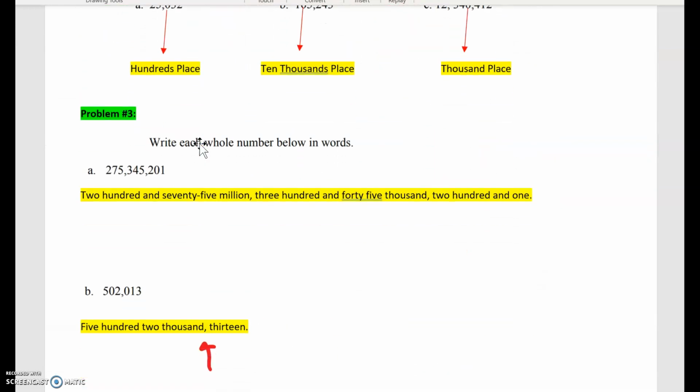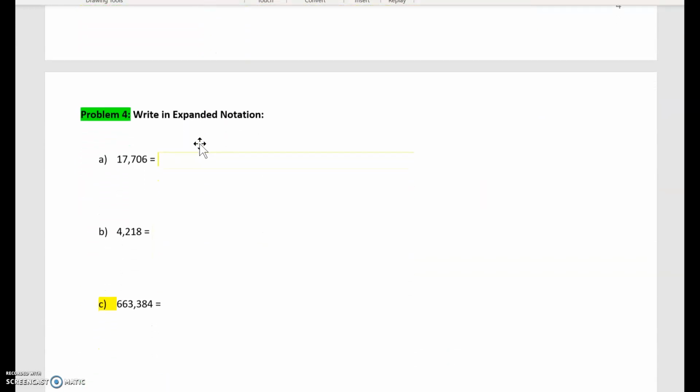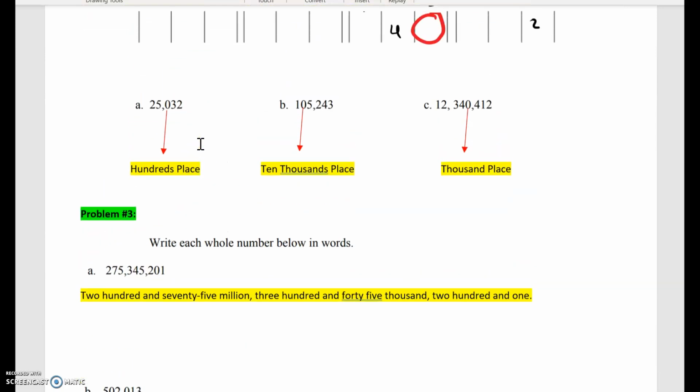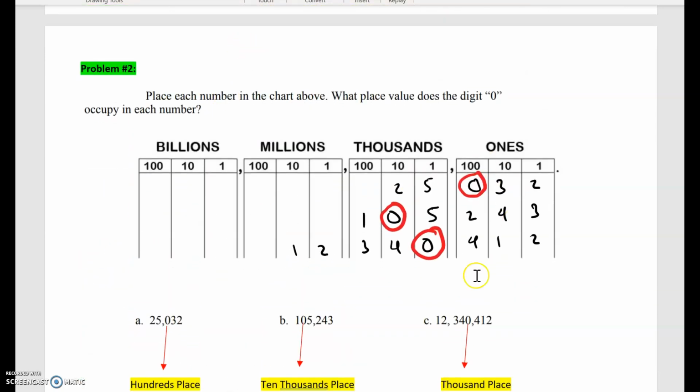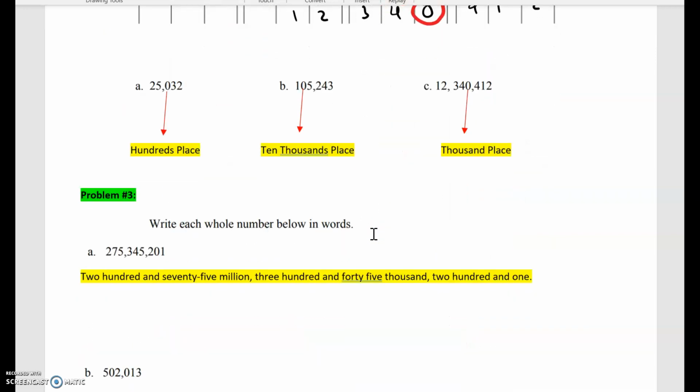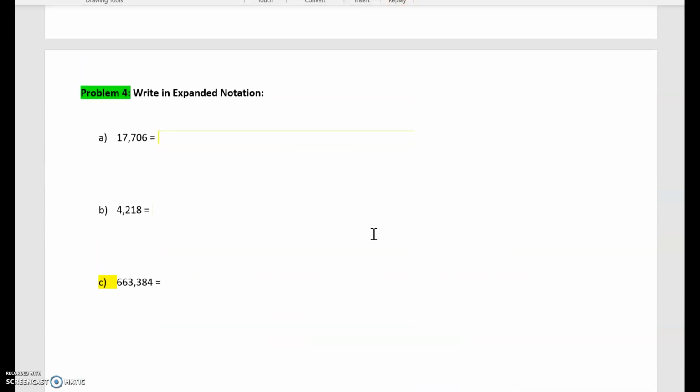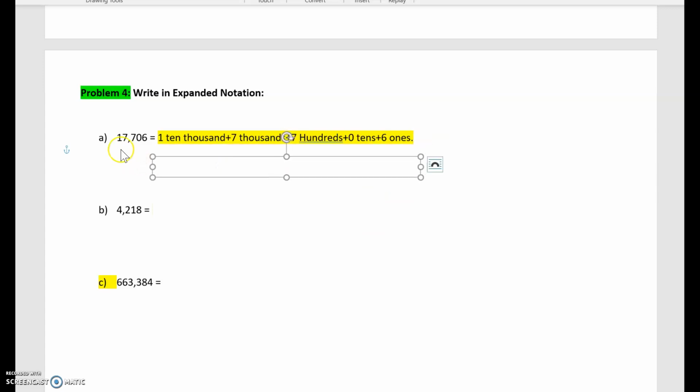Okay, let's take a look at the last set of problems, which is expanded form. It's basically looking at the position of each value. So you're looking at this chart, but you're writing it with sums, and it has a very particular way of writing it. For example, when they want us to write the expanded notation of the first value, 17,706, you're writing it in the following format. You're looking at 1 10,000, that's the position of the first value. And then expanded notation has sums.